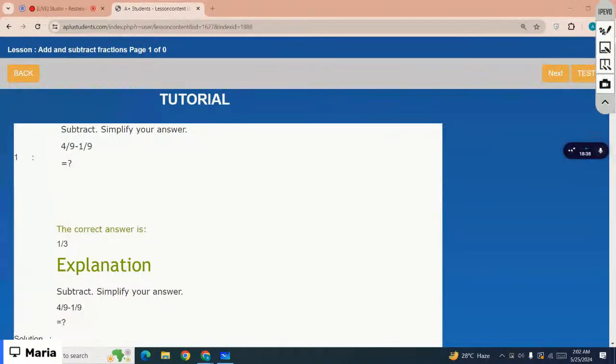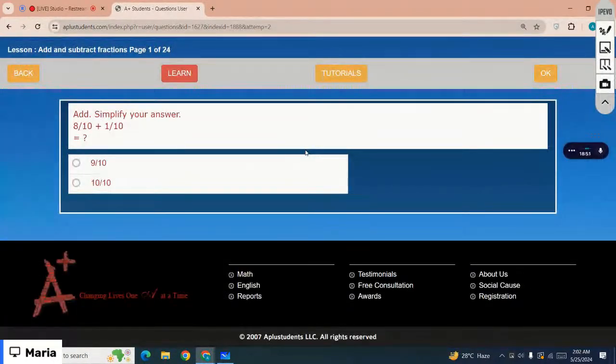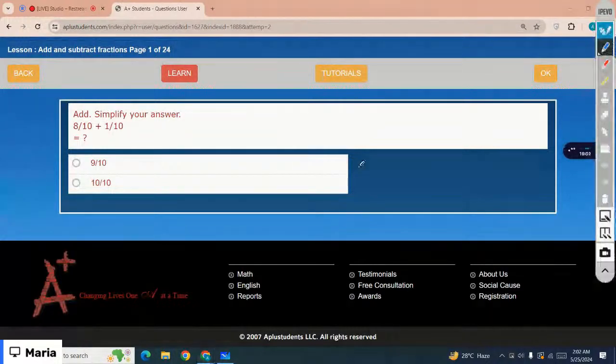Let's just start with the test questions. Okay, add 8 over 10 plus 1 over 10. So how do we add? Again, the fractions have the same denominator. That means they have like denominators. So when the fractions have like denominators, you simply have to add their numerators. So that is 8 plus 1, that is 9 over 10. The correct option is option number 1, that is 9 over 10.